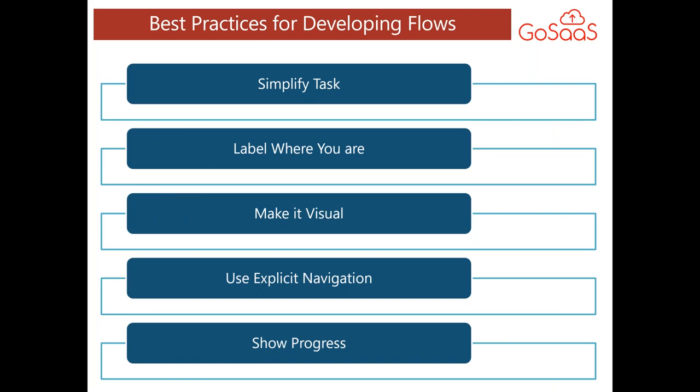Best practices for developing flows: simplify your task, don't make it too complex for your users. Divide your screen into smaller screens, into a wizard, so that your users know where they are in a complex record creation process. Use labels as much as possible, make it visual, use graphics if it makes sense, use explicit navigation. We saw an example of explicit navigation in our profile flow, where you see steps or stages on the top and a progress bar at the bottom.